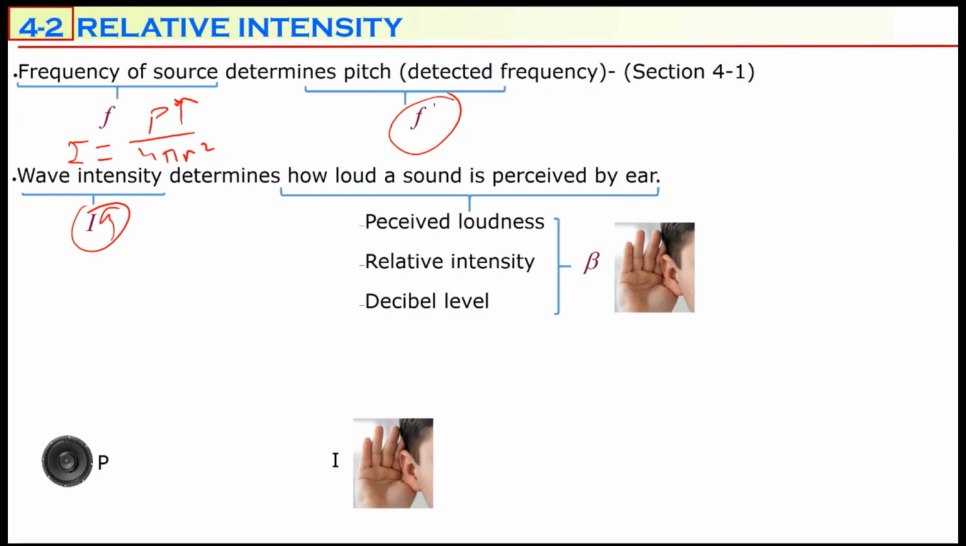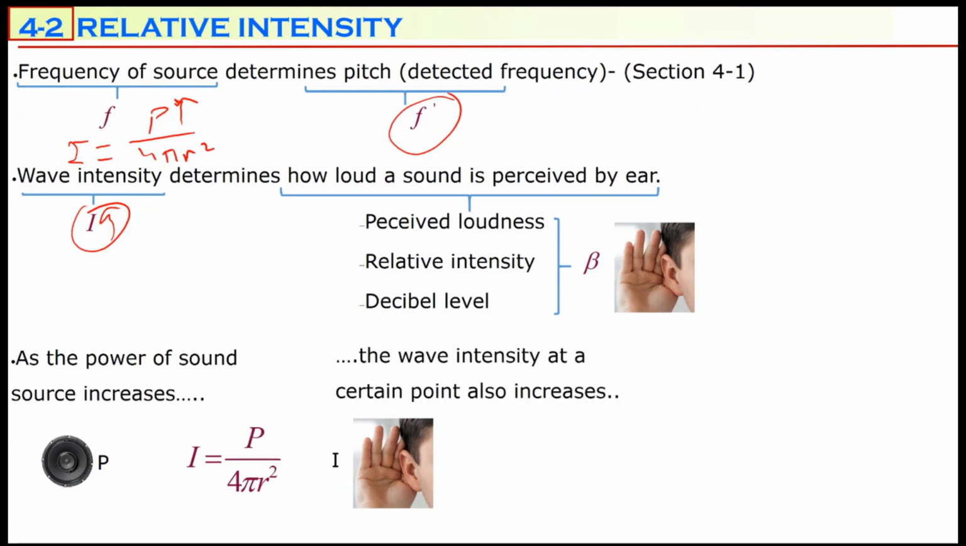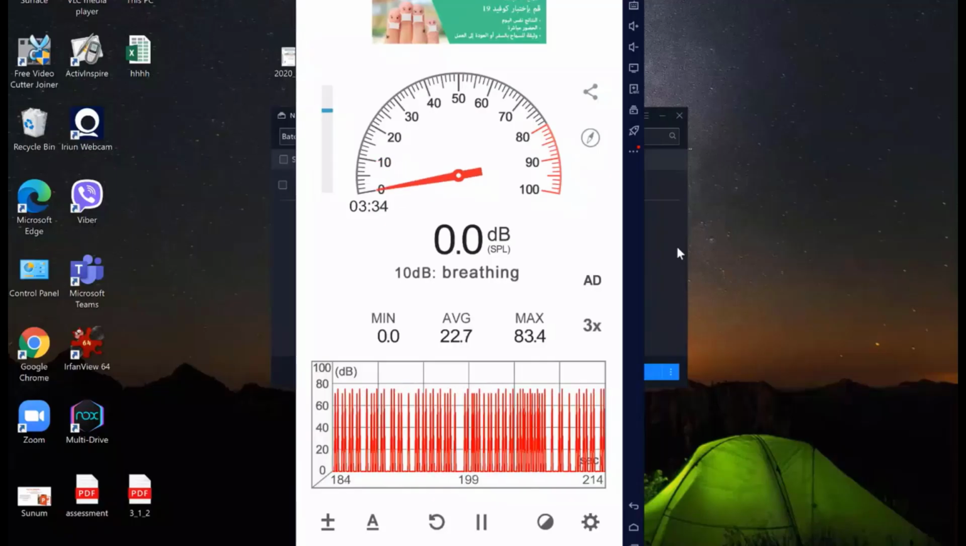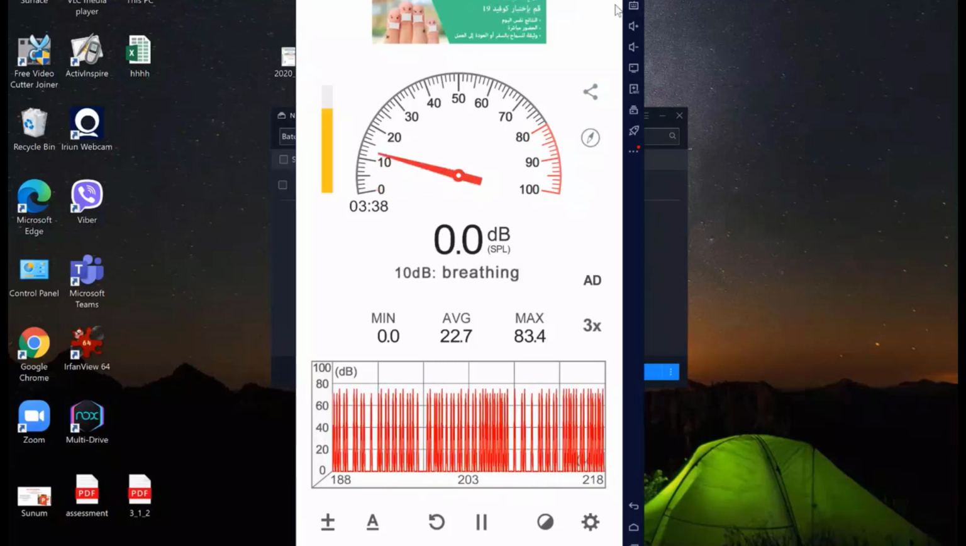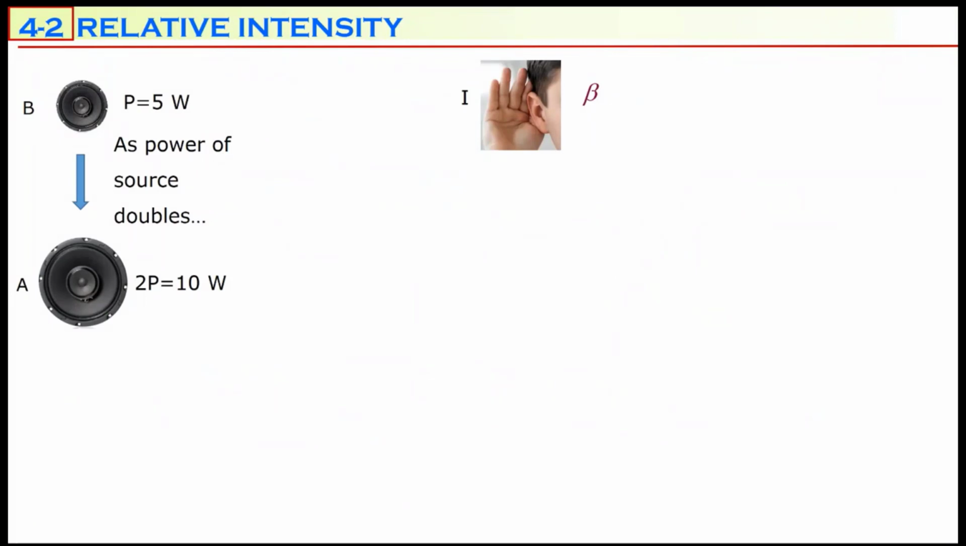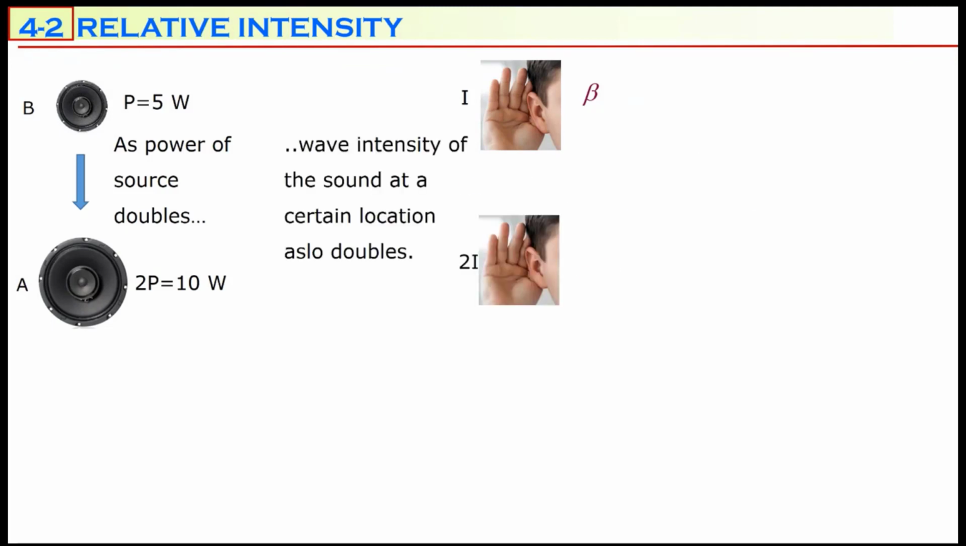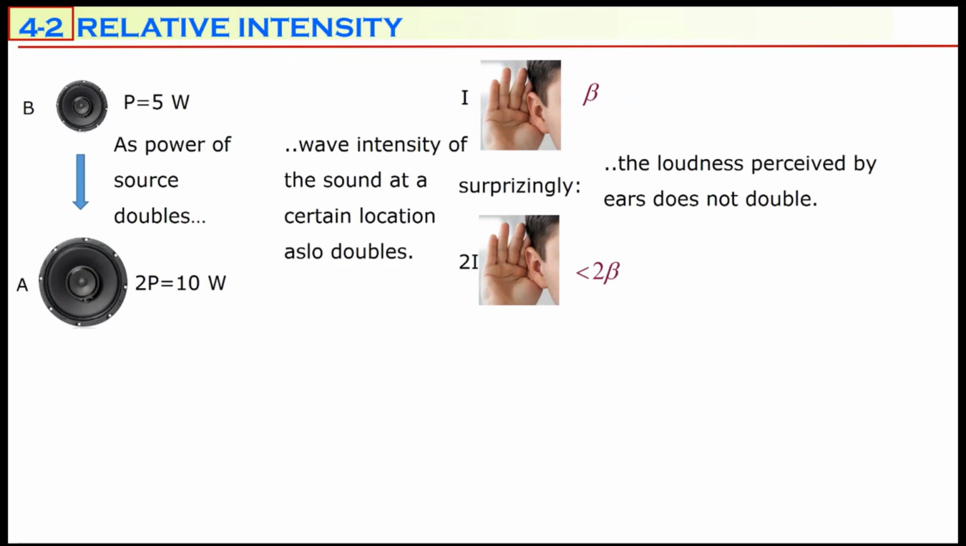By changing the power of the sound, you can increase the wave intensity, the sound intensity. As the power of sound increases, wave intensity at a certain point also increases. They are directly proportional. Loudness perceived by the ear also increases. However, now here is something very surprising you are going to learn. When you double the intensity, you don't hear the sound twice as loud. When you make a loudspeaker 5 watts and then 10 watts, doubling the power and the wave intensity, the loudness perceived by the ear is not doubling.